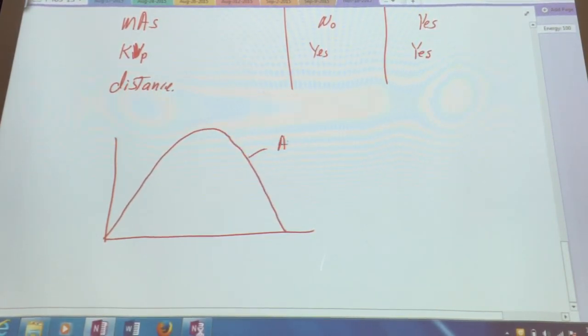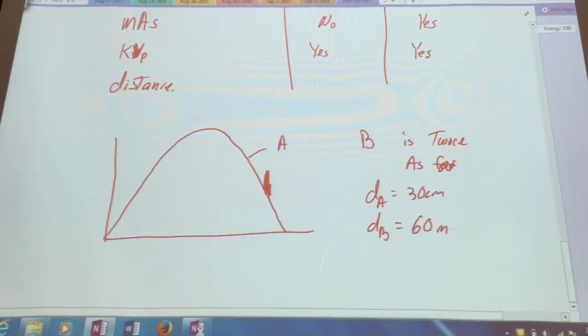Okay, here's curve A. Put a little characteristic peak there, just to remind ourselves about characteristics. And B is twice as far. So we've doubled the distance, say from 30 to 60 centimeters. So the distance for A is 30 centimeters, and the distance for B is 60 centimeters. And that's all we changed, we just changed the distance.